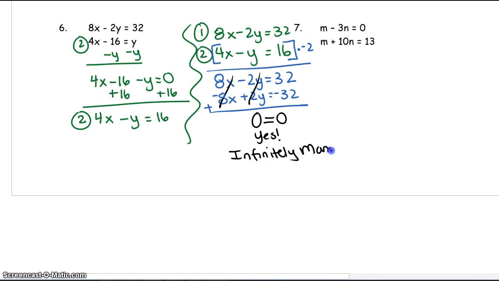Well, what does that mean graphically? Well, graphically, that means that if I were to graph these two lines, it would look like this. Where's the other line? Hold on, I'm graphing it. Yep, you're right. They would be on top of each other. So it would look like one line, but it's really two lines.